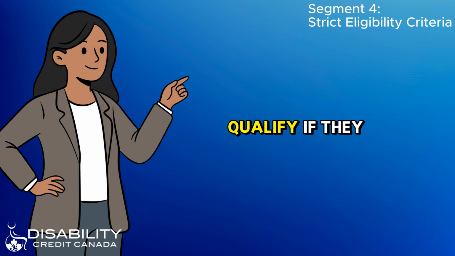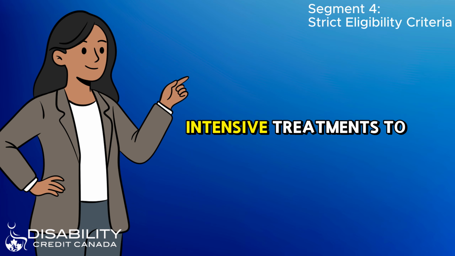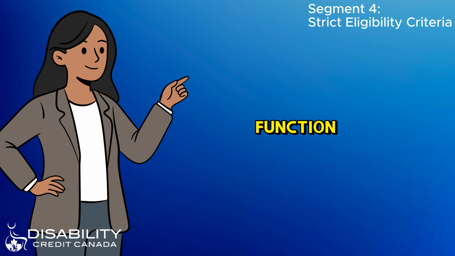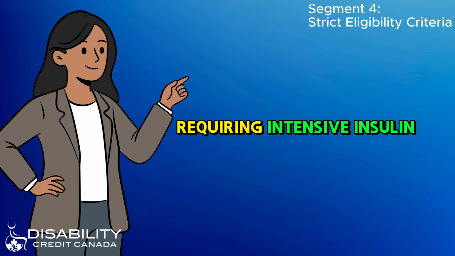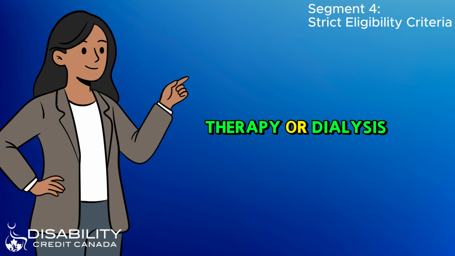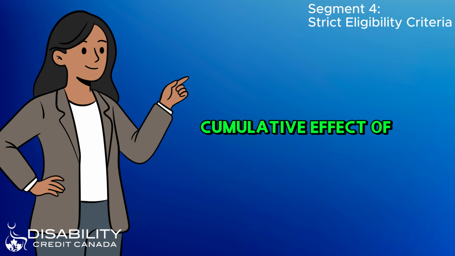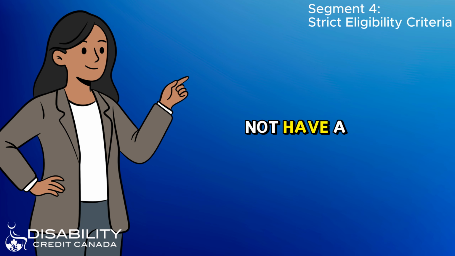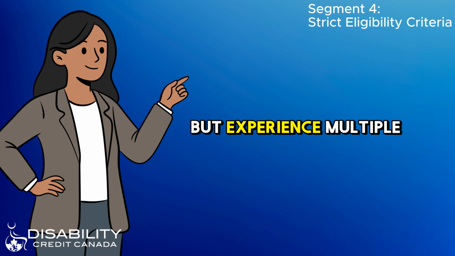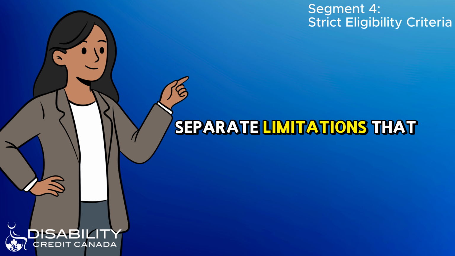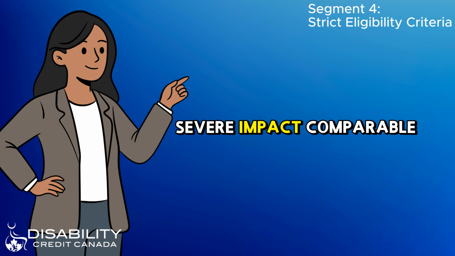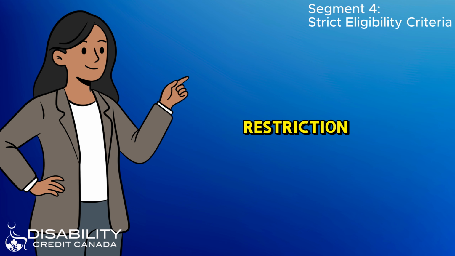Second, life-sustaining therapy. A child may qualify if they require ongoing intensive treatments to support a vital function, such as type 1 diabetes requiring intensive insulin therapy or dialysis, provided it meets specific CRA time and frequency thresholds. And third, the cumulative effect of multiple limitations. This is for children who do not have a single marked restriction, but experience multiple separate limitations that together create a severe impact, comparable to a marked restriction.